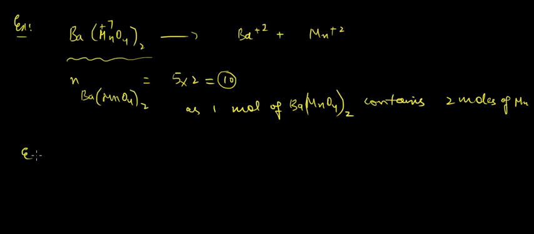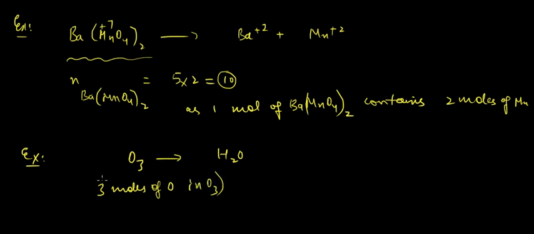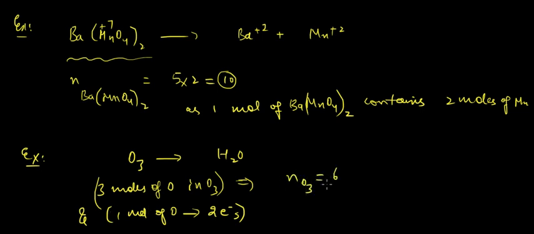Okay, next example is n factor of O3 getting converted into H2O. So 1 mole of oxygen is gaining 2 moles of electrons, and there are 3 moles of O in O3. Also 1 mole of O acquires 2 electrons, hence combining the two pieces of information we get n factor of O3 as 6.